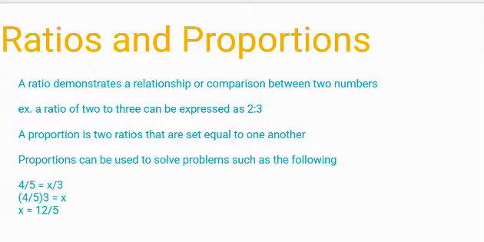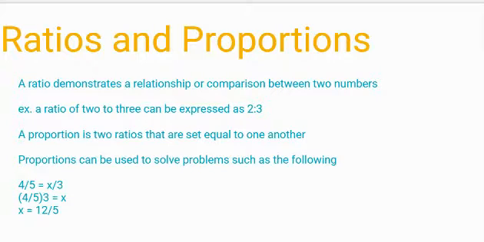So a ratio demonstrates a relationship or comparison between two numbers, and an example of a ratio of 2 to 3 can be expressed as 2:3. A proportion is two ratios that are set equal to one another, and they can be used to solve certain problems on the math section of the SHSAT.